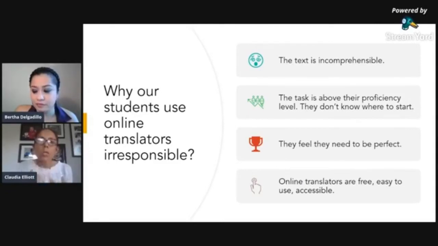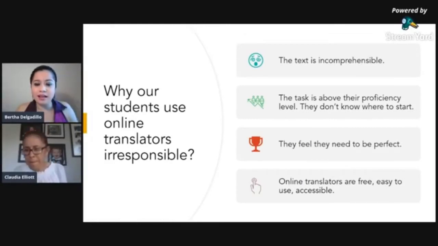But what we want to share with you is some strategies where it's not going to be a huge problem in your class. It's not going to be, oh my gosh, everybody's using a translator. I am so tired of reading this that I know is an online translator. And what does that do to your grading? Let's think about it.